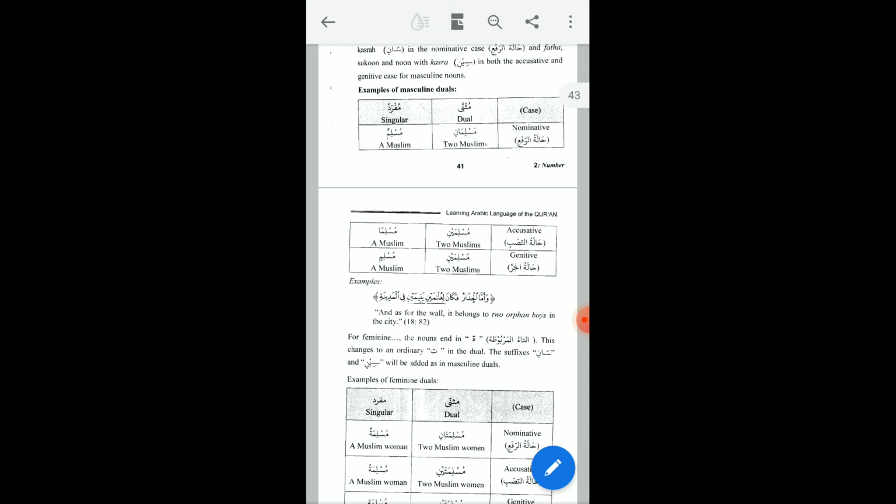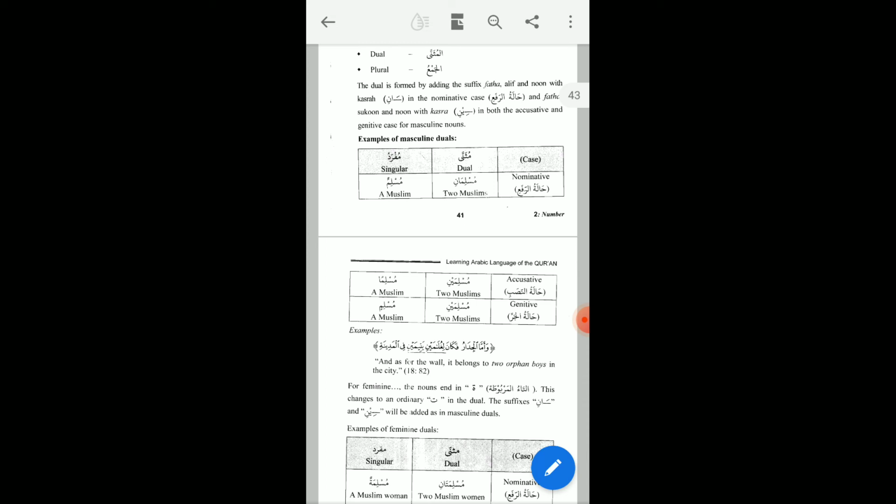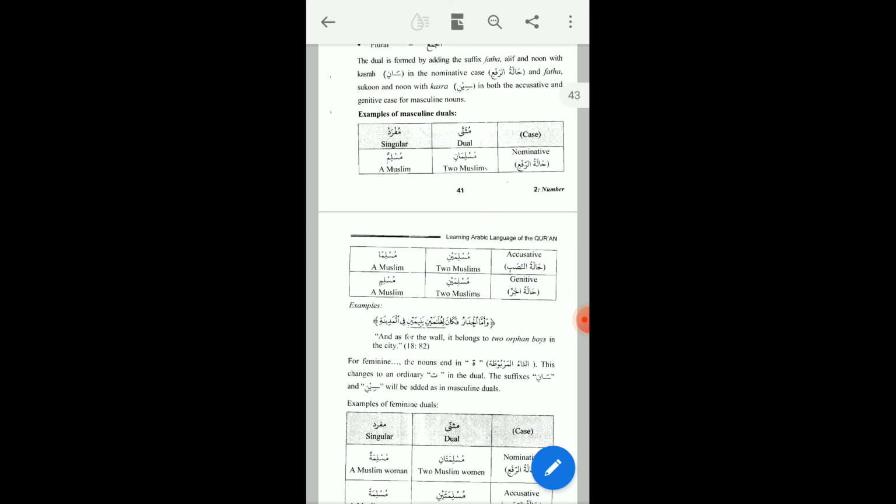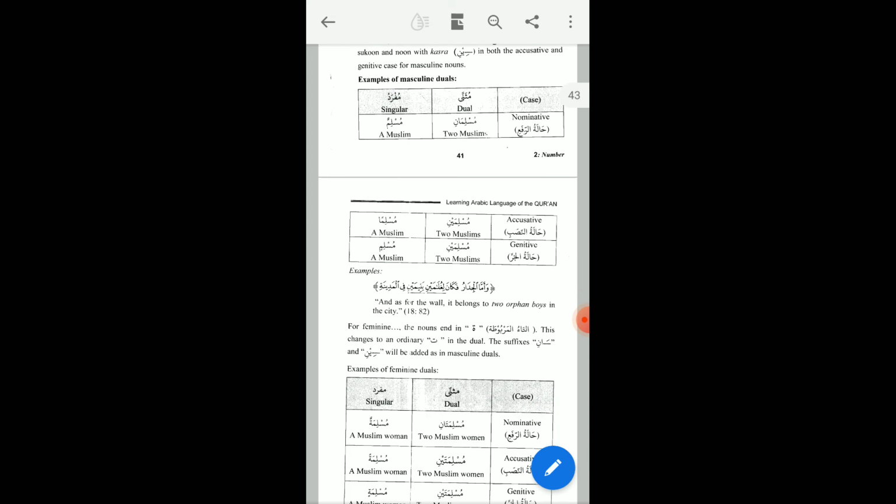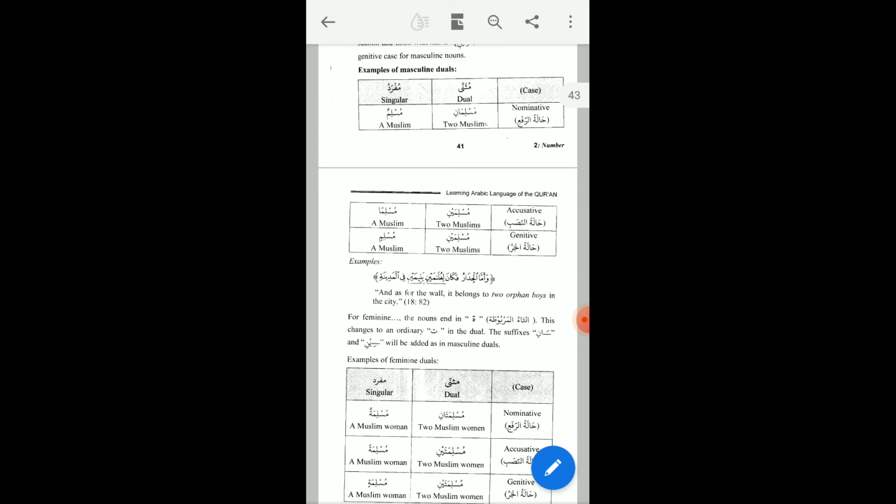Now muslimun is in the nominative case, it's evident. Now if there are two Muslims, how can we say in the nominative case muslimani, adding alif and noon zerni, and before that there will be kasra, there will be fatha. For example, muslimani, there is zabar on the ba, you can say, in the braces. What is that? Now in the halat nasb, the objective or accusative case, we say musliman.